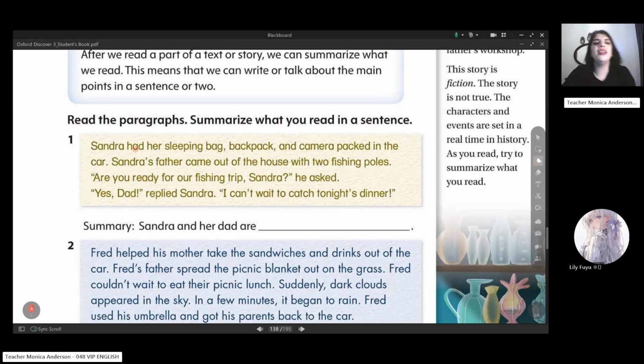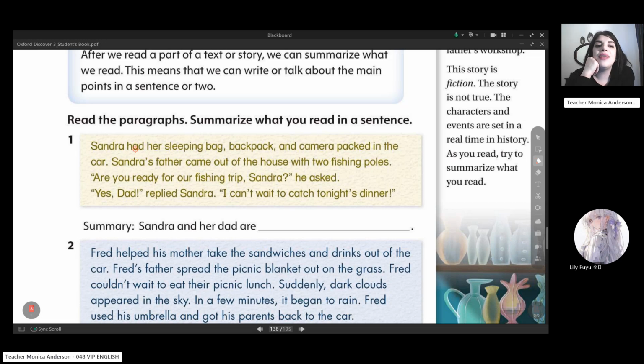Could you read this paragraph, please? Sandra has her sleeping bag, backpack, and camera packet in the car. Sandra's dad came out of the house with two fishing poles. Are you ready for our fishing trip, Sandra? he asked. Yes, Dad, replied Sandra. I can't wait to catch tonight's dinner.